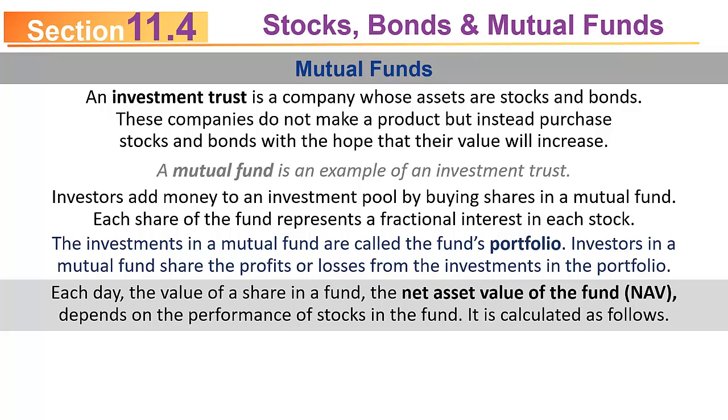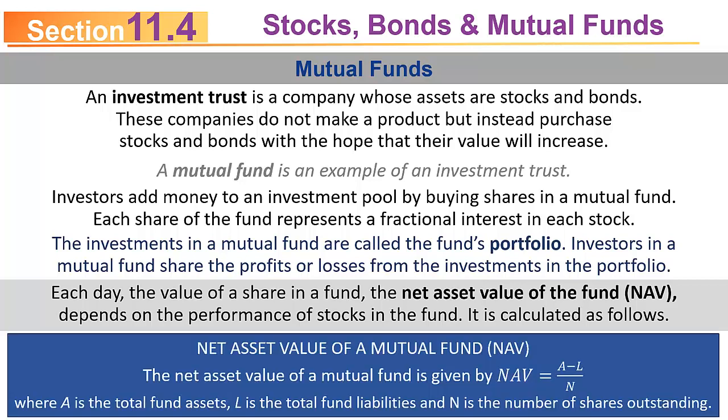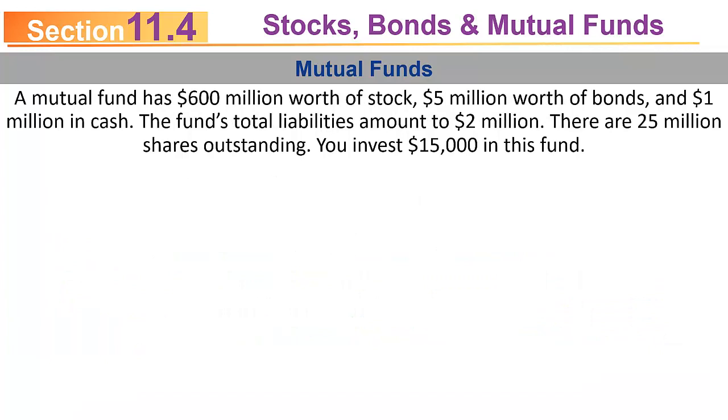Each day, the value of a share in a fund, the net asset value of the fund, or NAV, depends on the performance of stocks in the fund. And it's calculated as follows. The net asset value of a mutual fund, or NAV, is A minus L over N, where A is the fund's total assets, L is the fund's total liabilities, and N is the number of shares outstanding. So, for example, if I have a mutual fund that has $600 million worth of stock, $5 million worth of bonds, and $1 million in cash, and the fund's total liabilities are $2 million, and there are 25 million shares outstanding, and you invest $15,000 in this fund, I want you to calculate the NAV.